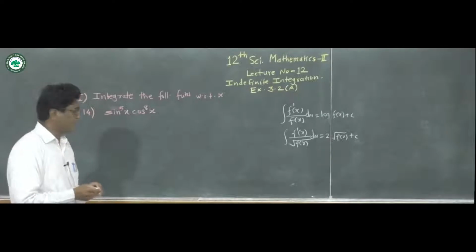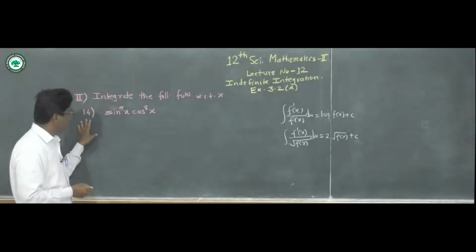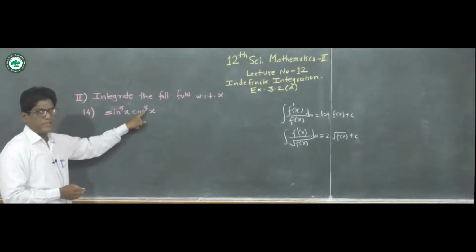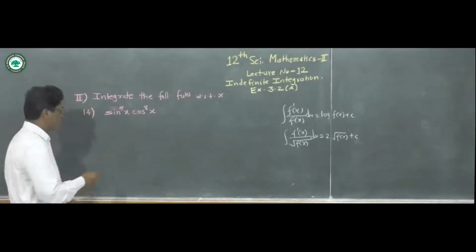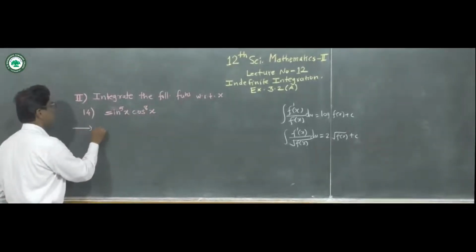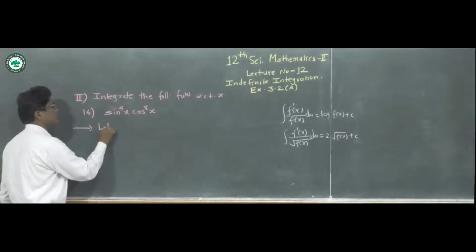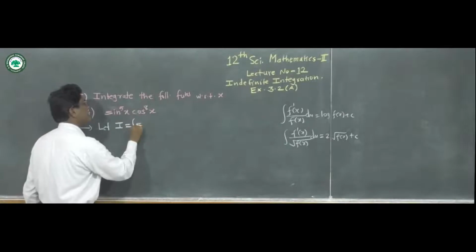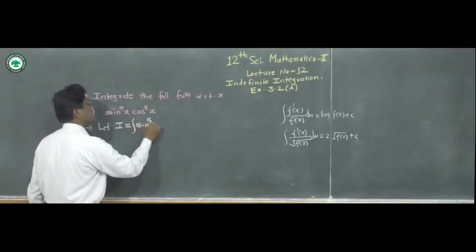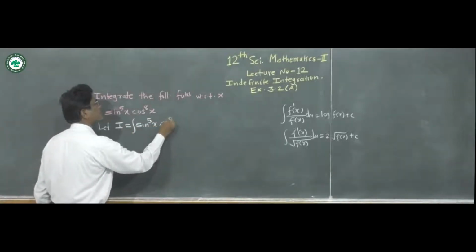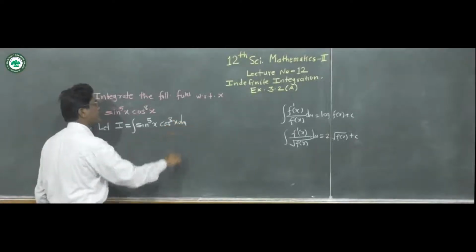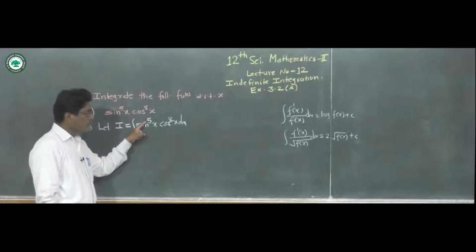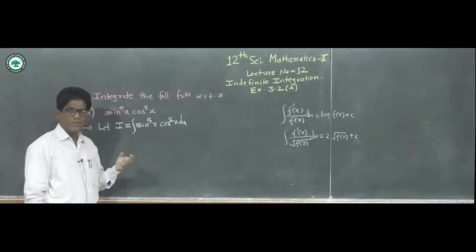Now we start problem number 14: integration of sin raised to 5x cos raised to 8x dx. Call this as I. Solution: let I is equal to integration of sin raised to 5x cos raised to 8x dx. Now here this is the odd power, we convert it into even power.